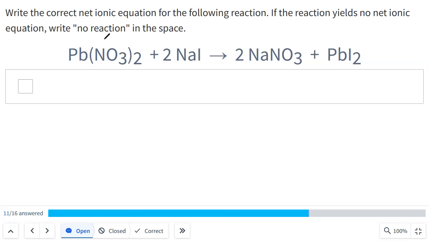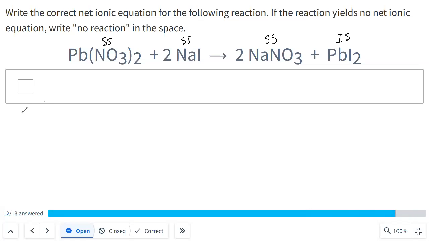So lead-2 nitrate, that's going to be soluble because nitrates are soluble. Sodium iodide, that's going to be soluble because sodium ions are soluble. Sodium nitrate, soluble also. Sodium and nitrate are always soluble. The lead 2 iodide, remember iodide follows the same rules as chloride. So usually soluble except for mercury, lead, silver. So lead would qualify in that one. This is an insoluble substance.